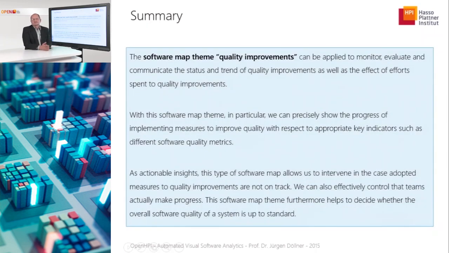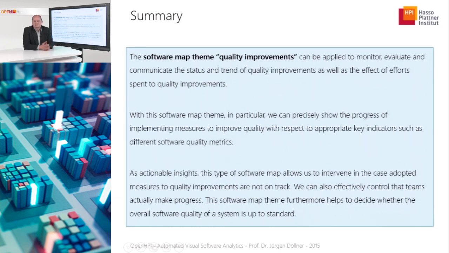This concludes this part. Let's summarize the main findings. The software map theme quality improvements can be applied to monitor, to evaluate, and primarily to communicate the status and trend of quality improvements, as well as the effect of efforts spent on quality improvements. With this software map theme in particular, we can precisely show the progress of implementing measures to improve quality with respect to appropriate key indicators, such as different software quality metrics, for example, the nesting level.